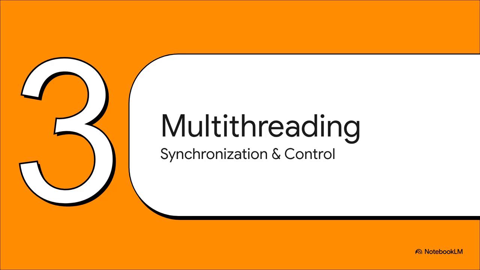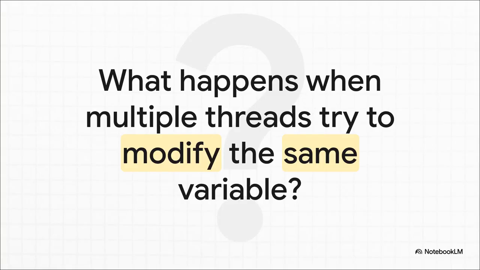So having multiple threads is awesome, right? But it's not all sunshine and rainbows. Once you have multiple workers running around, they can start getting in each other's way. If we don't coordinate them properly, we can end up with total chaos. So here's the central problem of all this concurrent programming. What happens when two or more threads try to change the exact same piece of data at the exact same time?